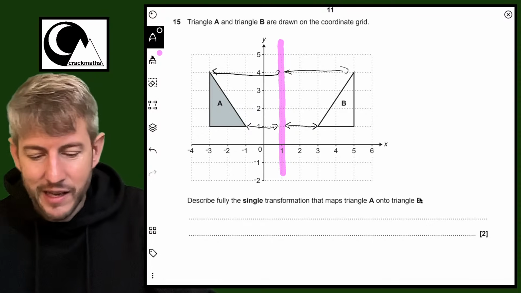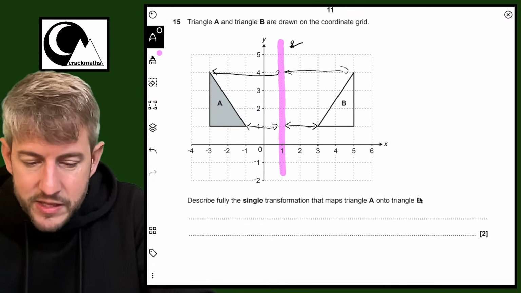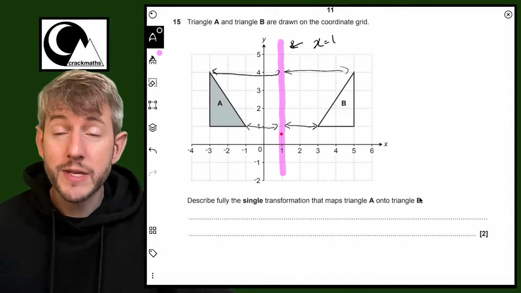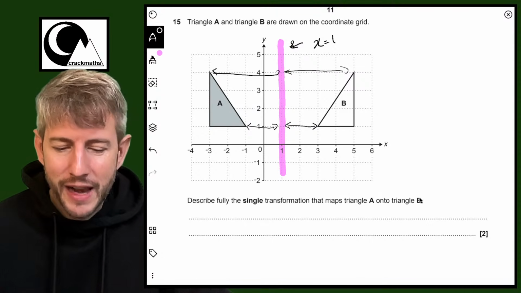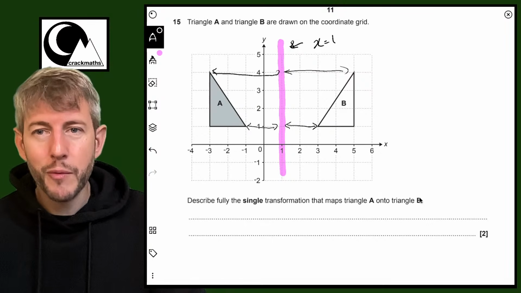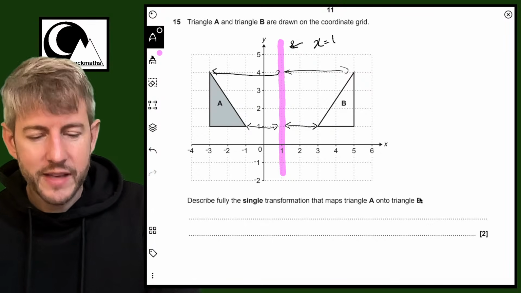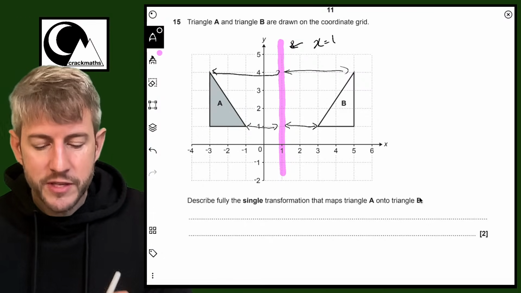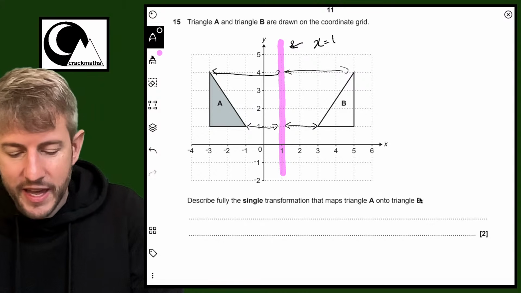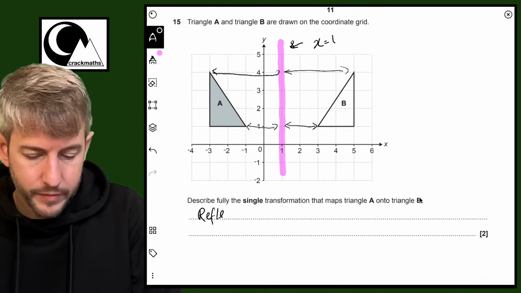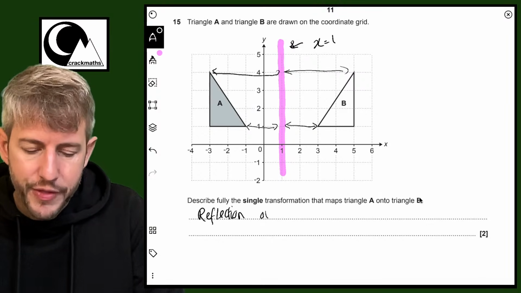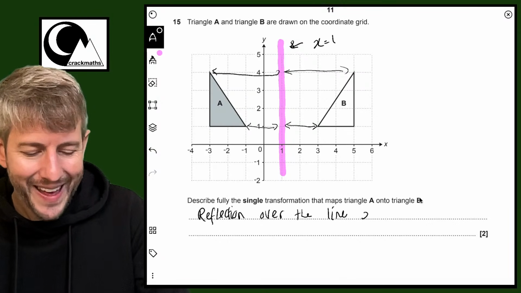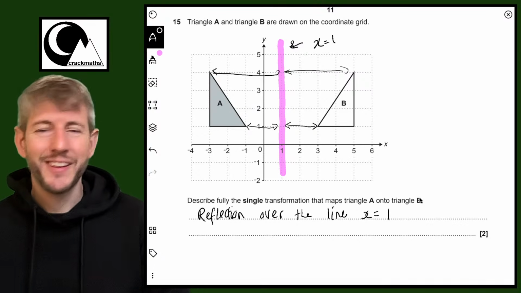The name of this line here is x equals 1, because wherever you go up or down this line, every single value on this line is given by x equals 1. Okay, so that is the name of that line. So if I'm to describe fully the single transformation, I'm going to say it is a reflection over the line x equals 1. Okay, great.